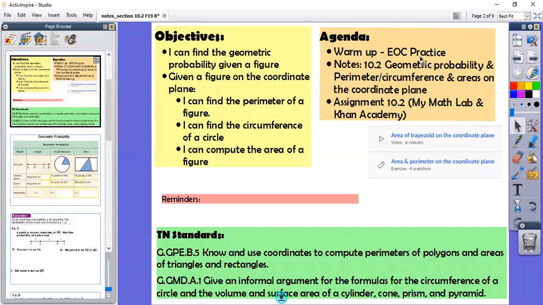In this lesson, we're going to talk about geometric probability, and we're also going to talk about finding the area or the perimeter of a figure on the coordinate plane. So first, let's talk about geometric probability.